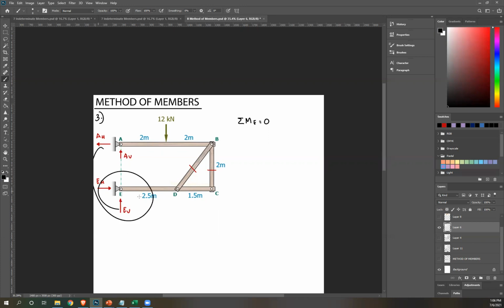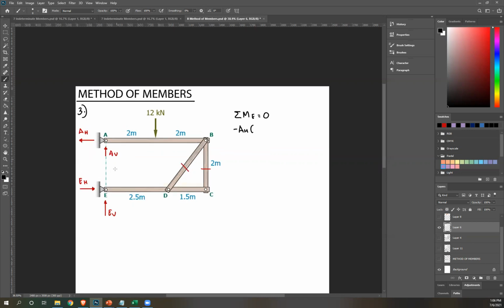Next, AH rotates about E. That's counterclockwise, so negative AH. Perpendicular distance is 2 meters. Next, the 12 kN rotates clockwise, so plus 12. The perpendicular distance is this length, which is equal to 2, so times 2. There's no other force. Equate to 0. Please solve: what's AH? Correct, it's 12. Very good.